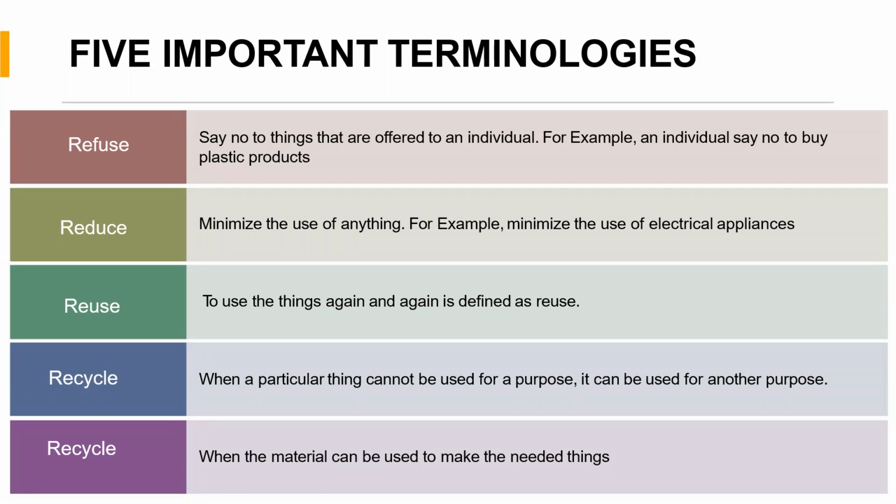Reuse: to use things again and again is defined as reuse. Recycle: when a particular thing cannot be used for a purpose, it can be used for another purpose. For example, why are we giving or selling our things to those pastiwala, right? So that they can undergo the recycle. When the material can be used to make the needed things, it is also known as the recycle process.